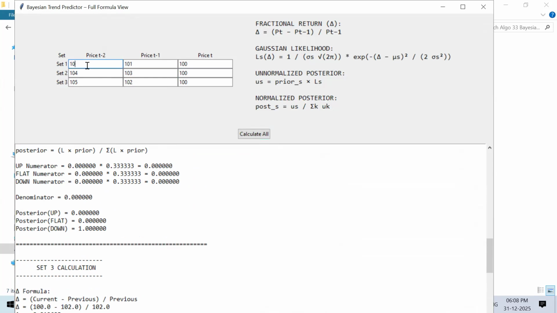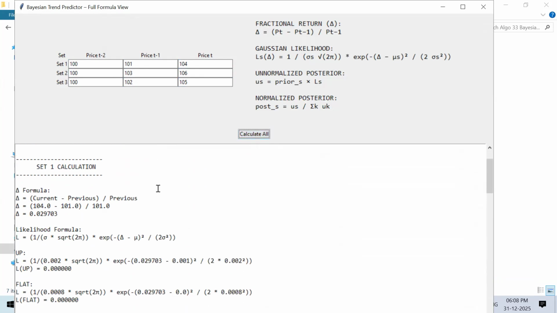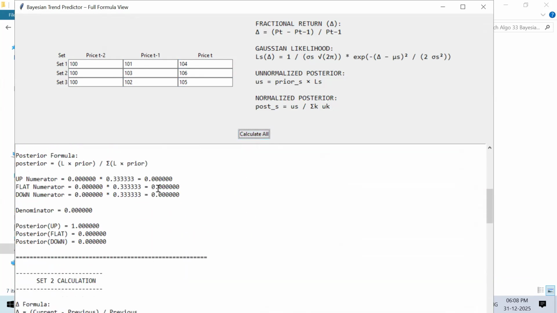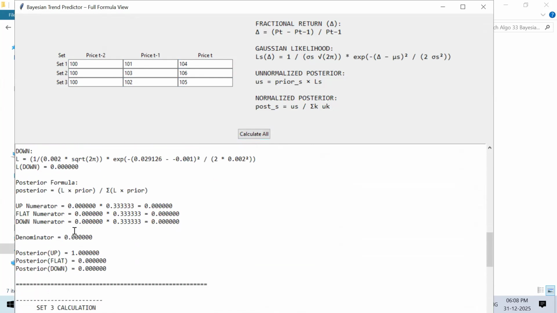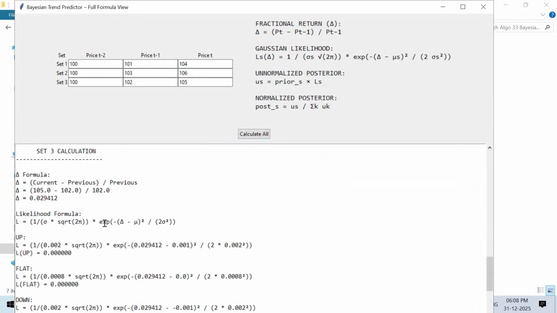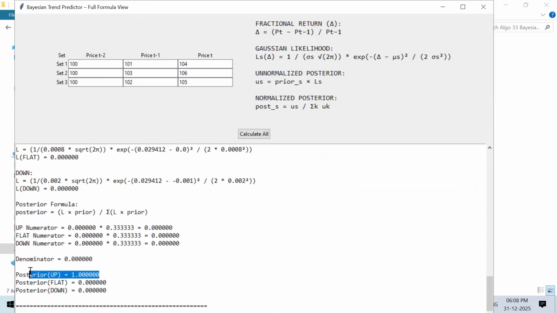So let's check this. This is suppose 100. This is 104. This is suppose 100. This is 106. This is 100, 102 and 105. So now the price is moving up. When I calculate this, you'd wonder to know, now it is giving the highest value to up. You can see the highest value to up.